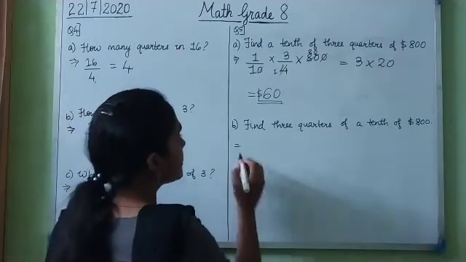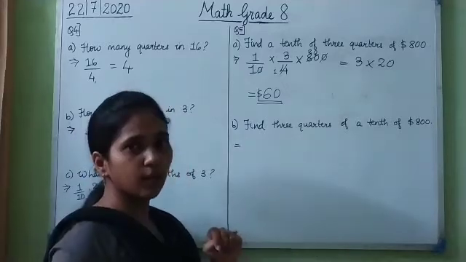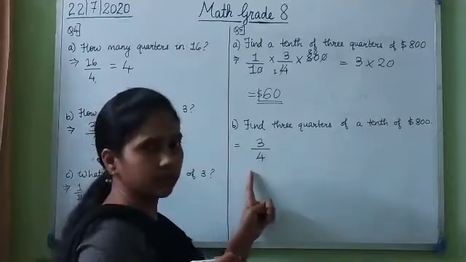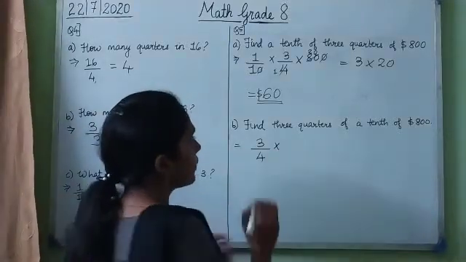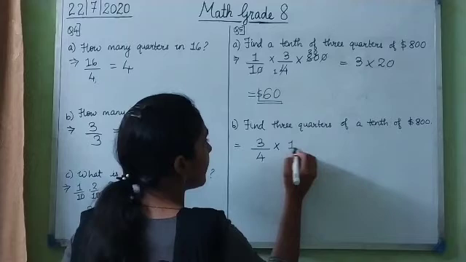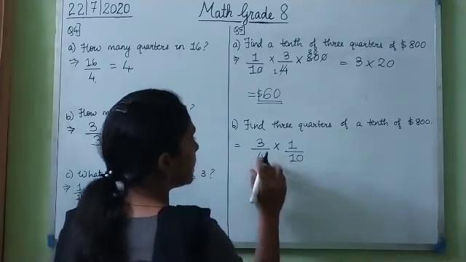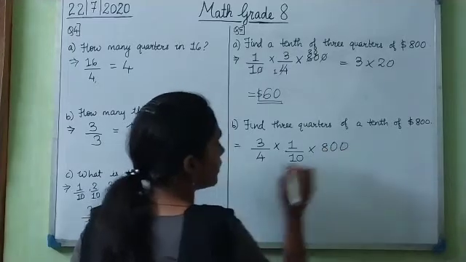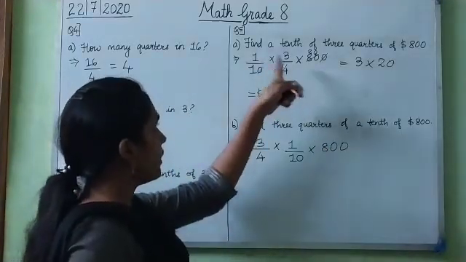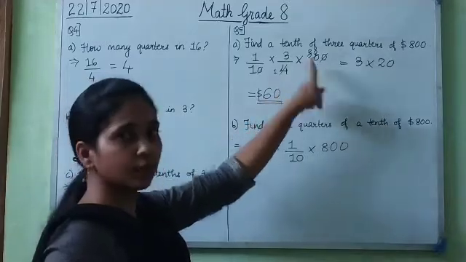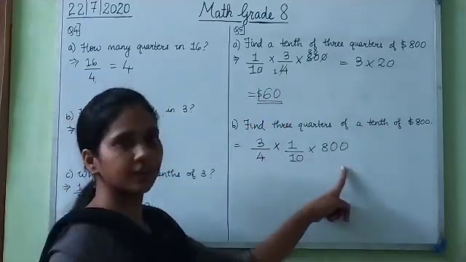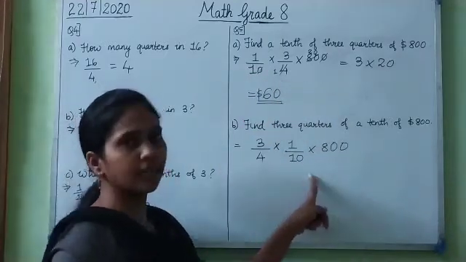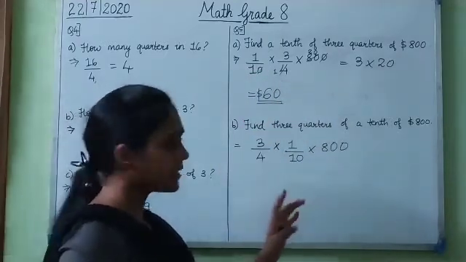Okay. So how do we write this? Find 3 quarters. So 3 quarters means what? 3 by 4. 3 quarters of a tenth. A tenth means 1 by 10. Okay. 3 quarters of 1/10 of $800. So this is again similar. 1 into 3 into 800 was in the numerator. Similarly, 3 into 1 into 800 is in the numerator. And in the denominator was 10 and 4. Here also 4 and 10 are in the denominator. So this answer will be the same.